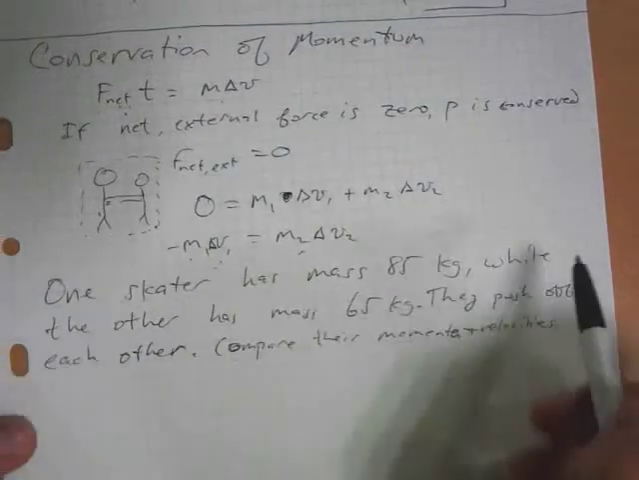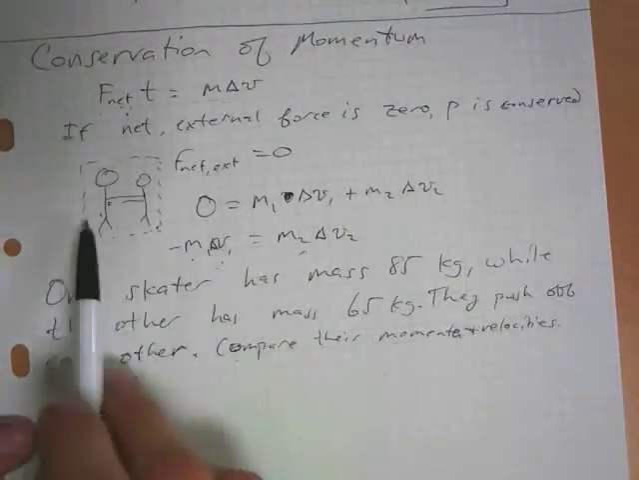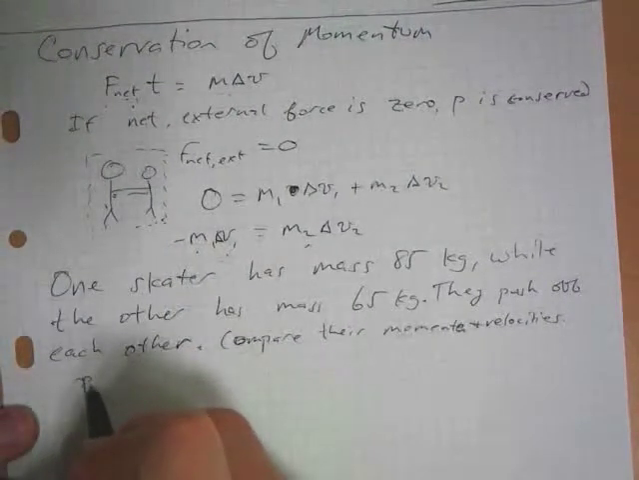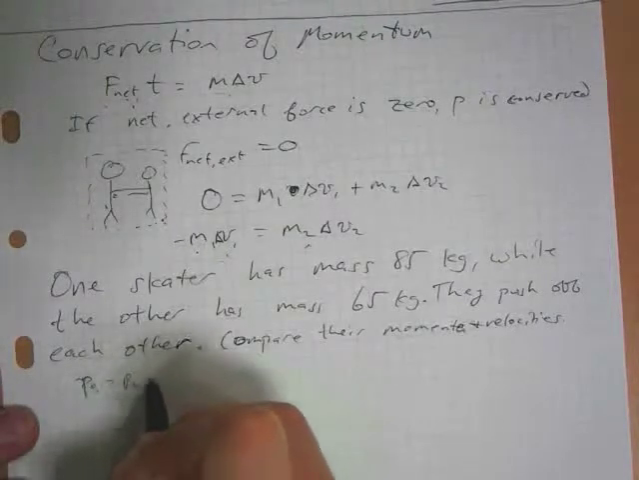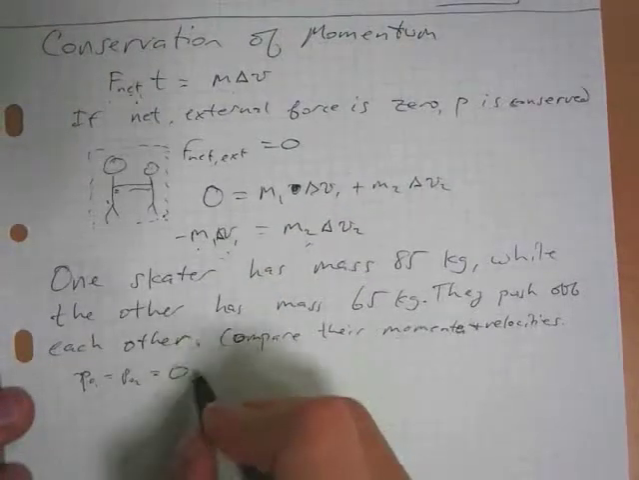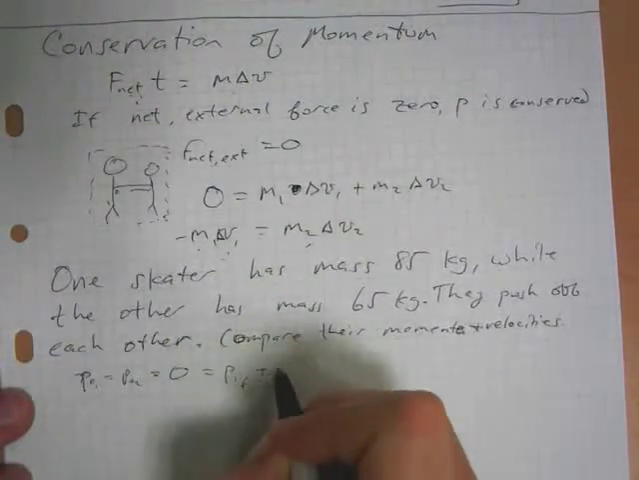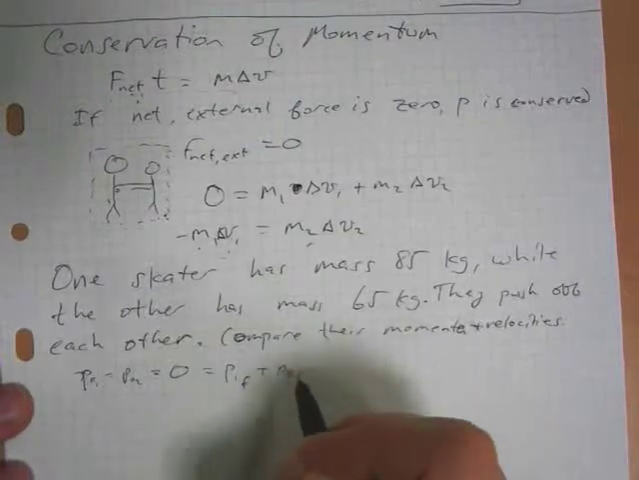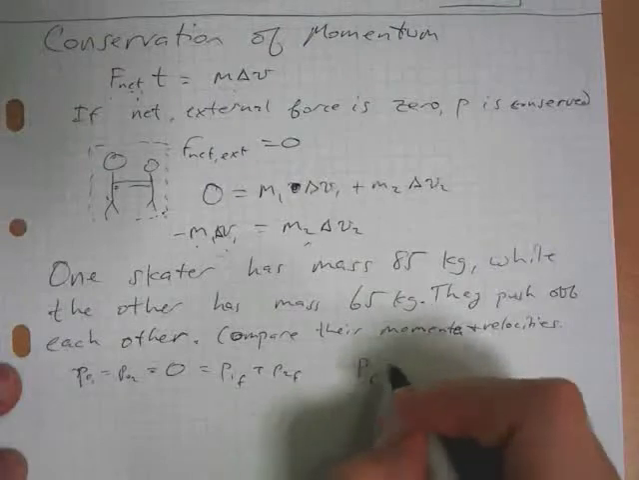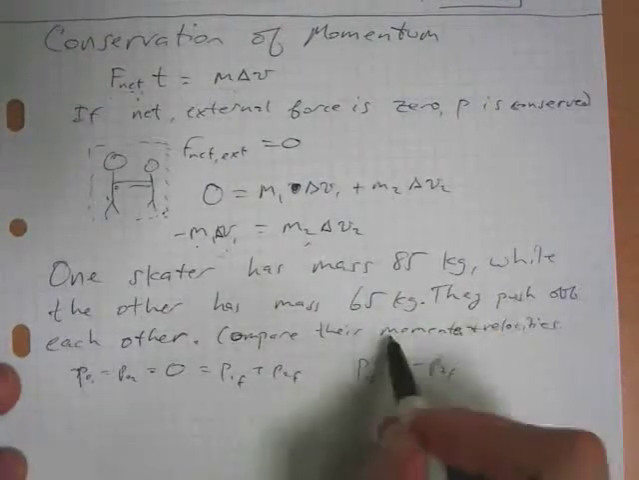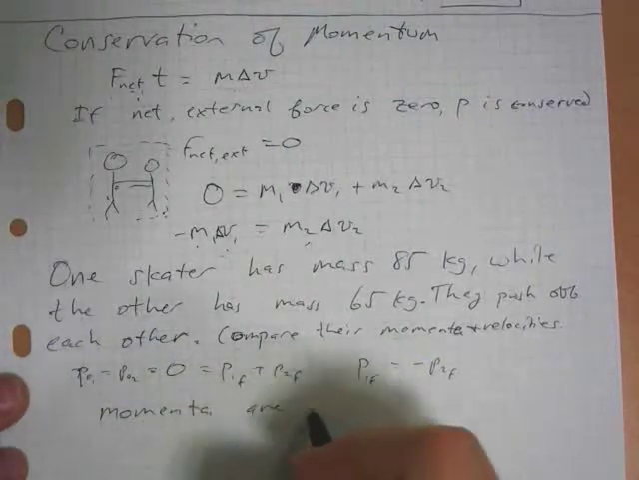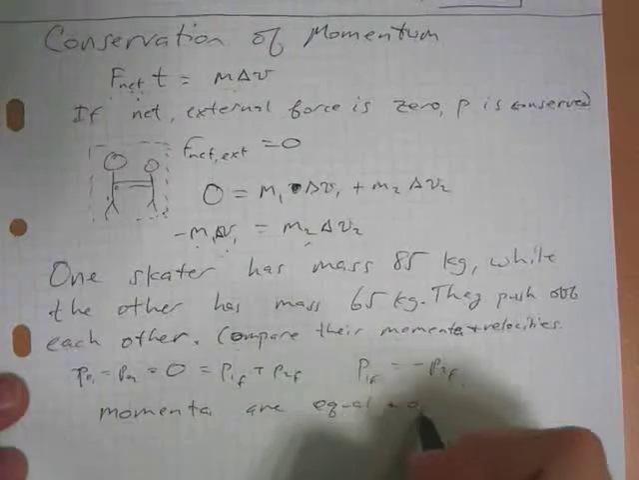Well, if they both start from rest, p01 equals p02 equals 0. So they both have initial momentum of 0, which means that the total momentum of the 2 afterward has to be 0, which means that their momenta are equal and opposite.